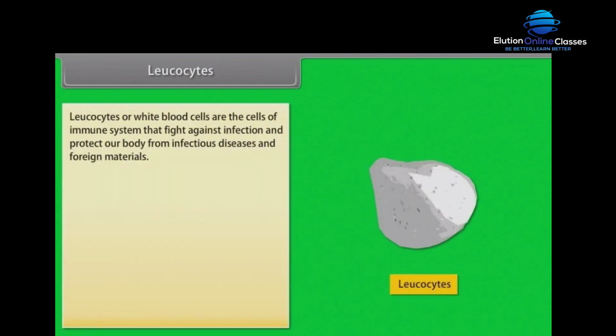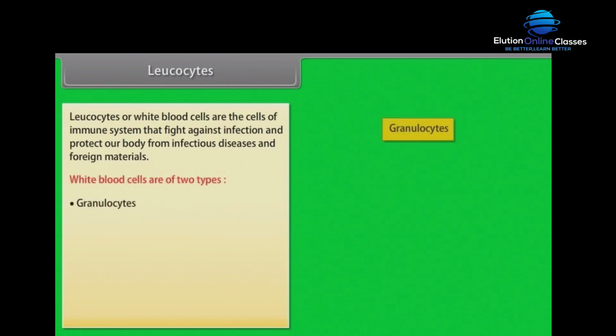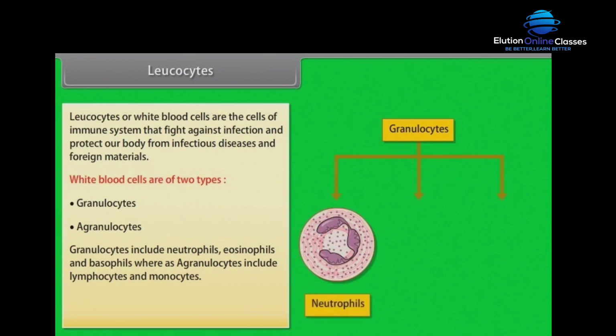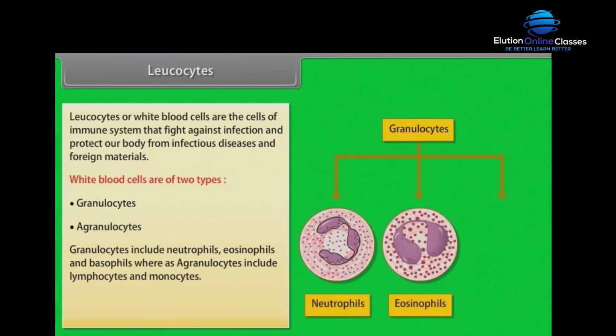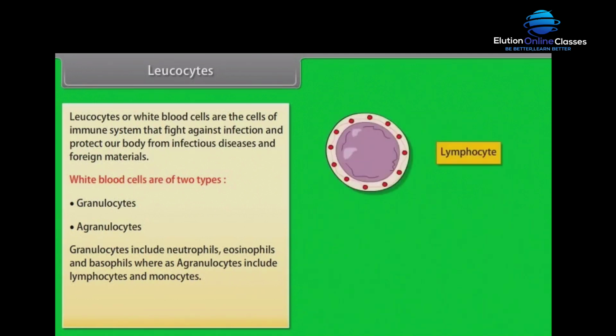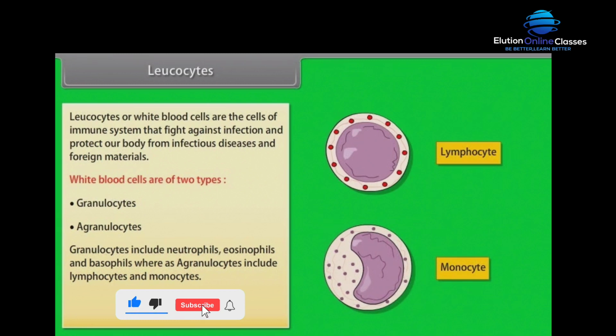Leukocytes. Leukocytes or white blood cells are the cells of the immune system that fight against infection and protect our body from infectious diseases and foreign materials. White blood cells are of two types: granulocytes and agranulocytes. Granulocytes include neutrophils, eosinophils, and basophils, whereas agranulocytes include lymphocytes and monocytes.